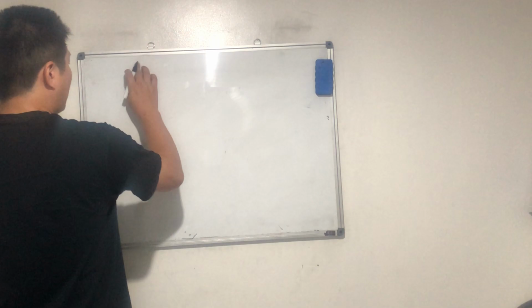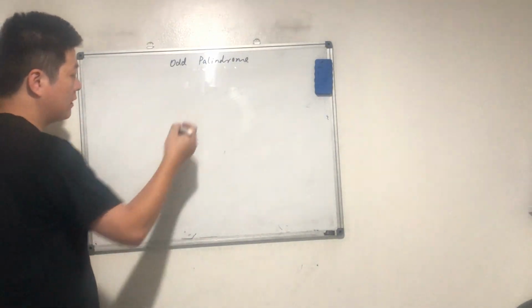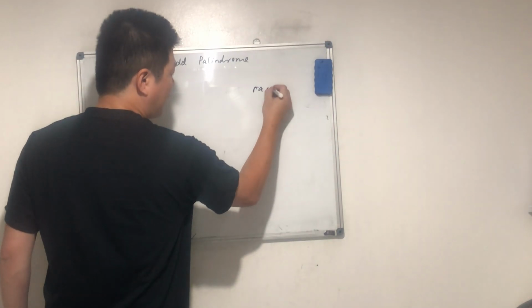Okay, today we're going to talk about odd palindrome. What's a palindrome? A word that, when you reverse it, is the same. Can you tell me an example? Race car. Yeah, and any more?